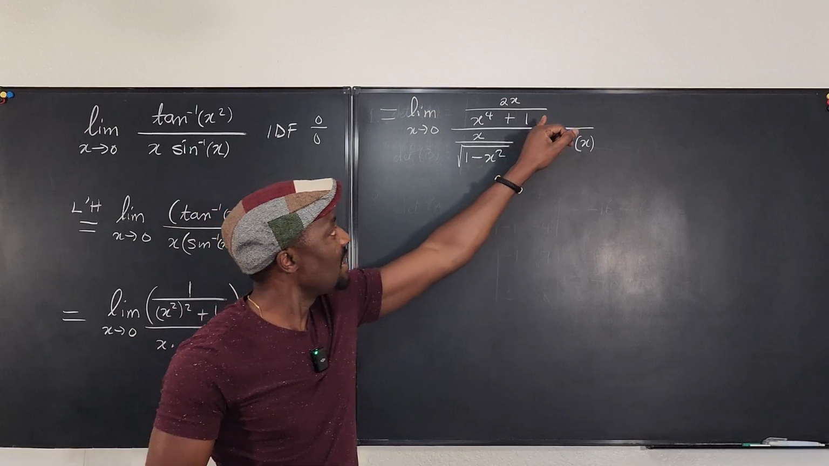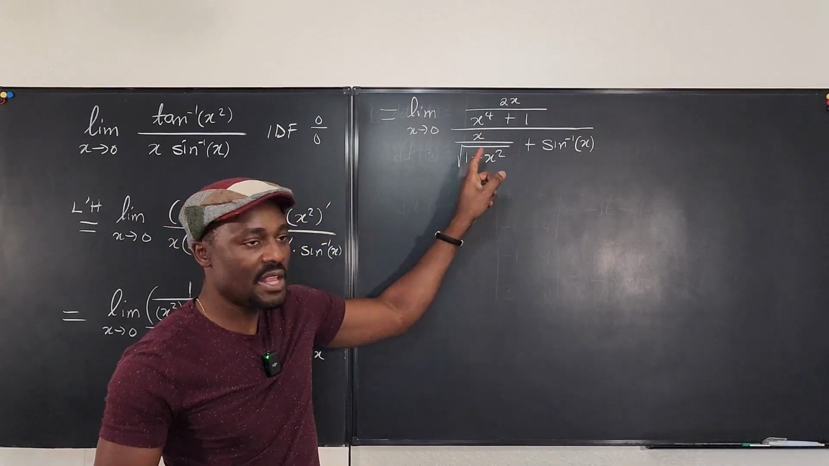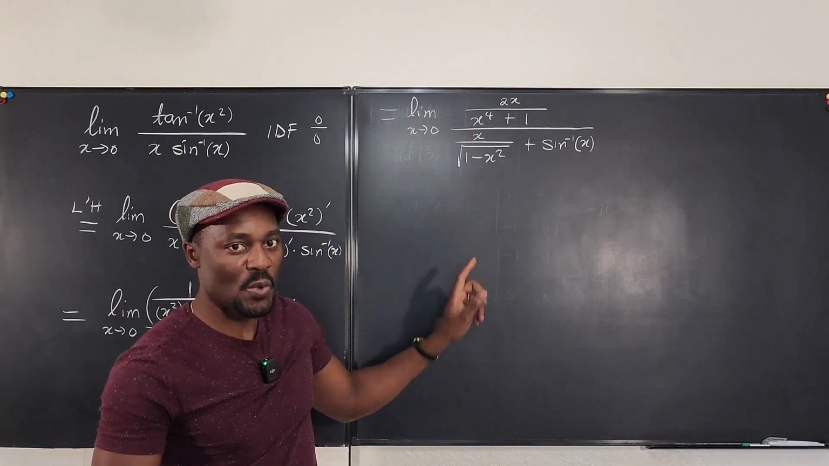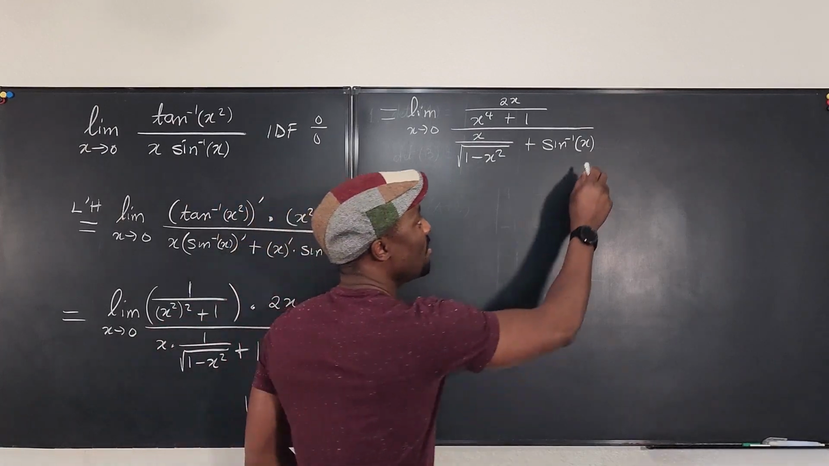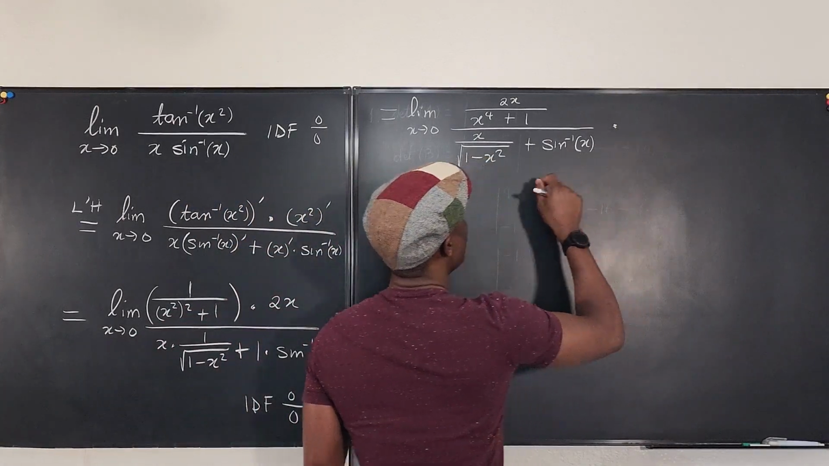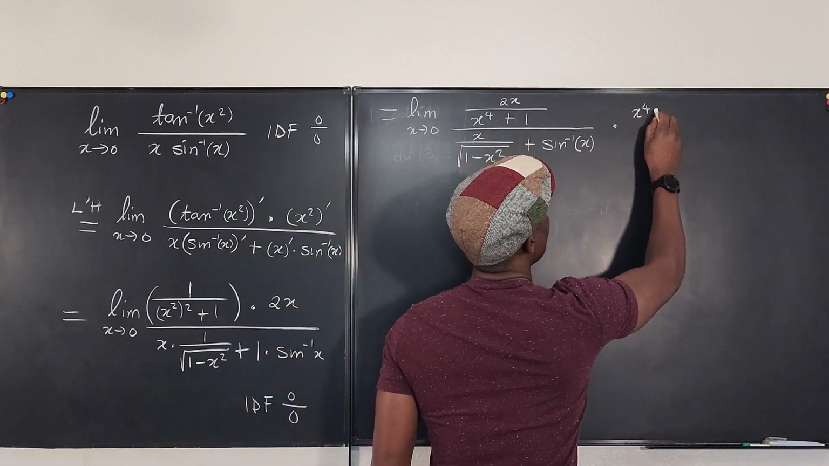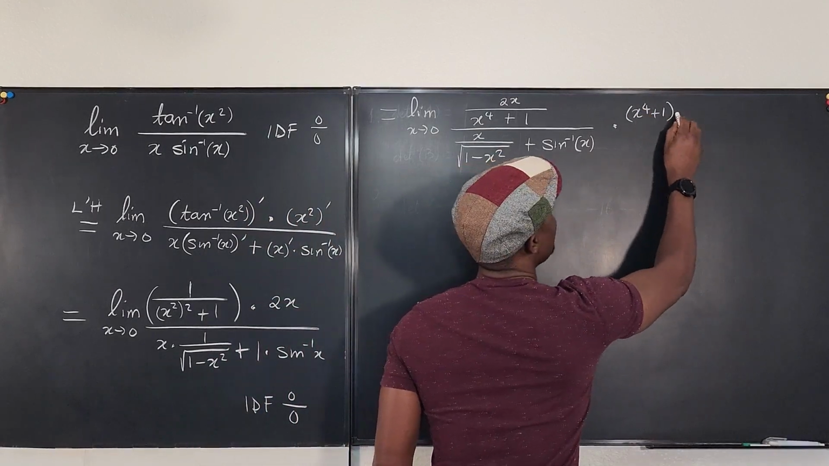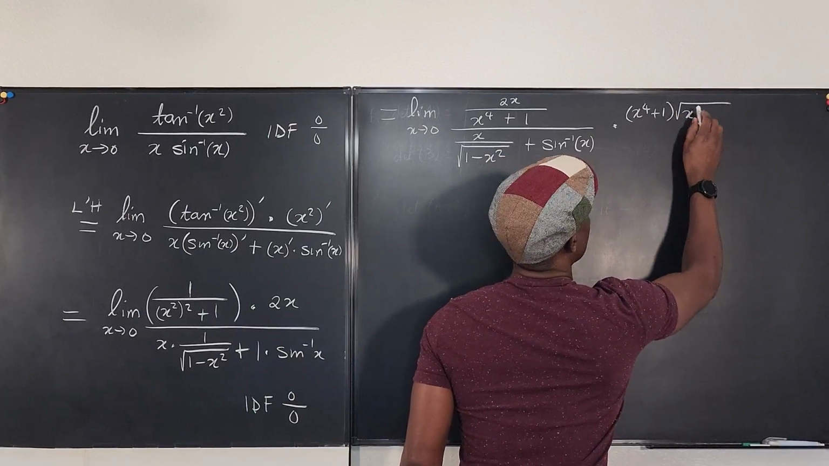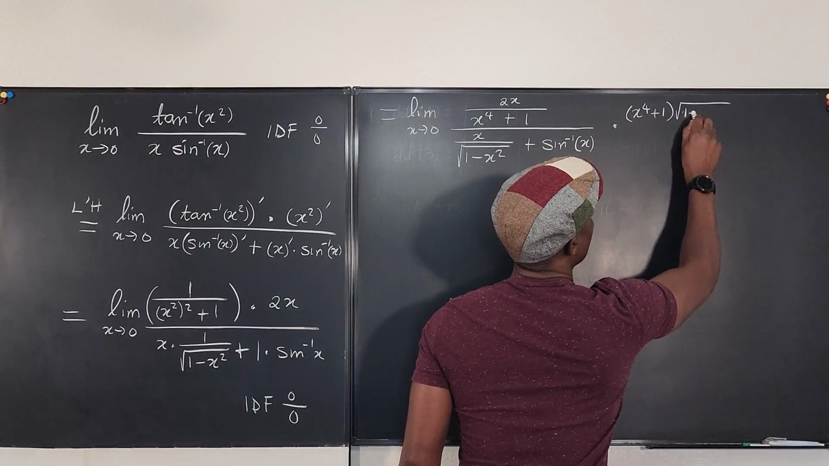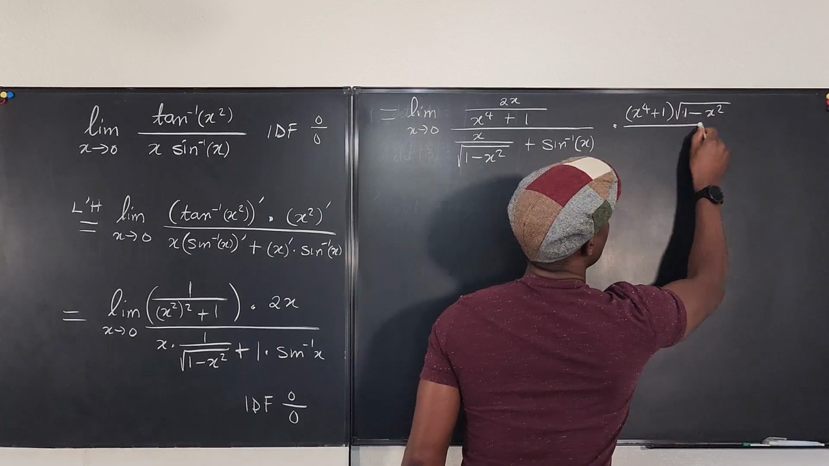What I'm going to do is multiply the top and bottom by the two denominators that I see. So to clean this up, I multiply the top by the two denominators, which are going to be x to the fourth plus 1 times the square root of 1 minus x squared. And I'm going to do the same thing.